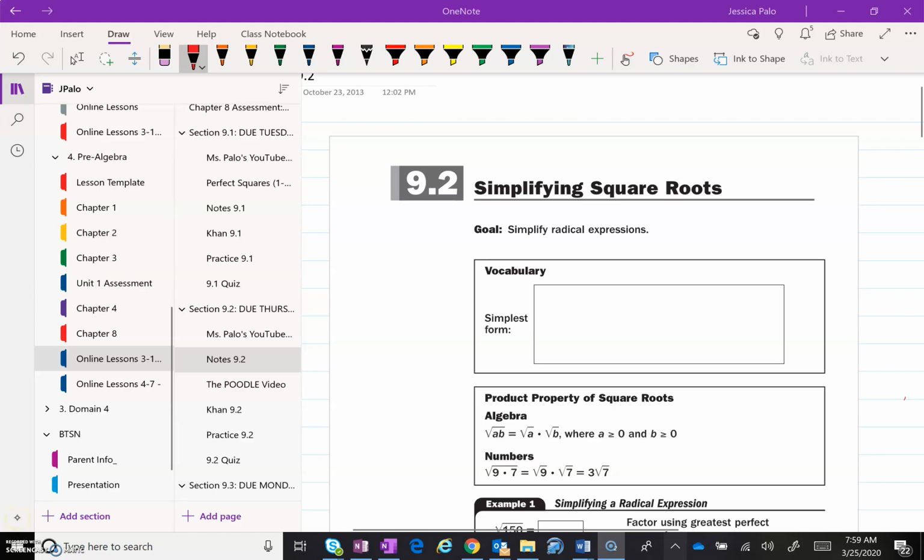This is Pre-Algebra, Chapter 9, Section 2, Simplifying Square Roots. Our goal today is to simplify radical expressions.